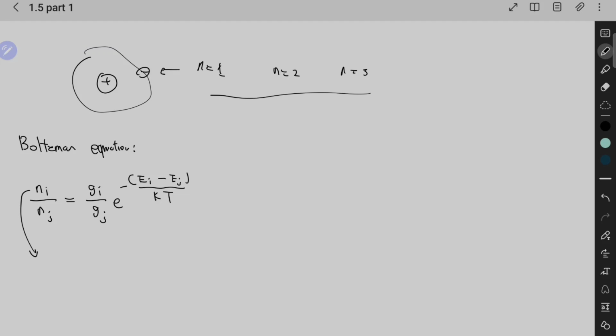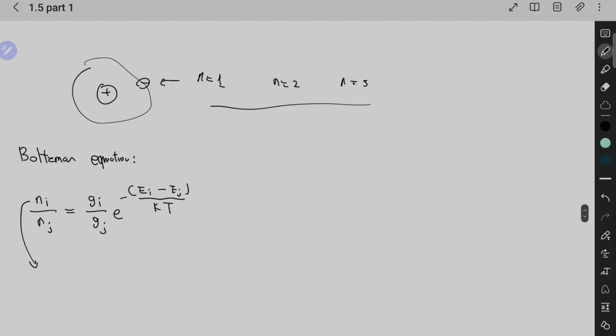And then the g here stands for the degeneracy of this level. I'm not going to go too deep into that, but the degeneracy of an energy level is the number of quantum states with the same energy. And the quantity E_i minus E_j here is the difference between the two energies, right? Because E_i and E_j are two chosen energy levels.